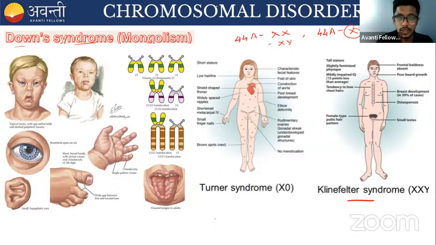You can see here short stature, low hairline, widely spaced nipples, and shortened metacarpals. That is, the fingers are very short, and they have short fingernails and brown spots near the navel. There are so many symptoms that come with Turner syndrome. Whenever one sex chromosome is missing, the whole development of the body is rudimentary. The organs are not properly developed. So that is Turner syndrome.